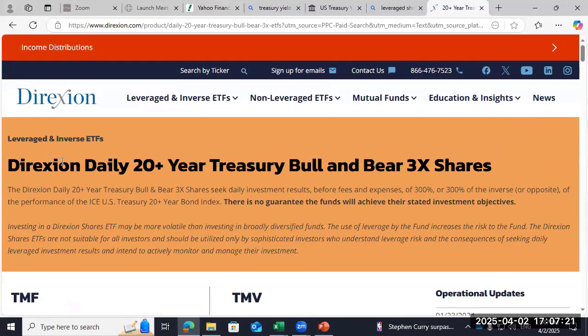I actually bought one of these short treasury ETFs. It wasn't leveraged up, but I did a short treasury, because in 2020 interest rates were so low. So I bought an ETF that was shorting long treasuries.